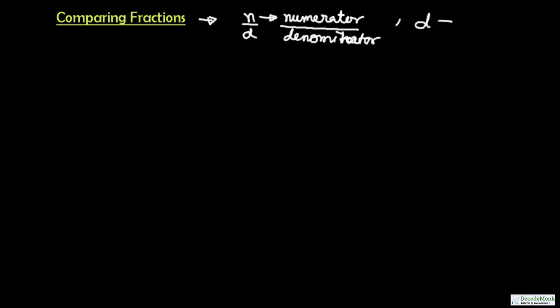Till now we have learned that fractions are parts of a whole, and fractions can be represented by something like n upon d, where n and d are two numbers. This n is called the numerator and d is called the denominator, and d is not equal to 0. Now let us try to compare fractions.